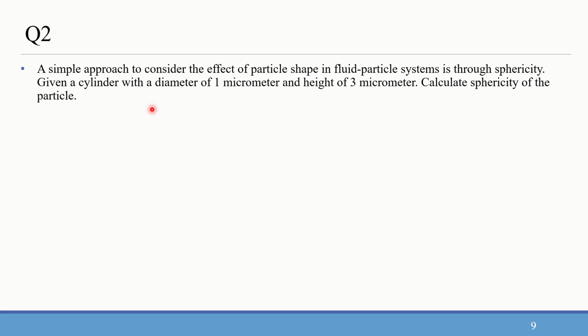And one of the important parameters describing the particle is its shape. For example, we have a lot of solid substances around us. One may be a cube, one may be a cylinder, one may be a sphere. So the shape is differing basically. But when we are talking about smaller sized particles, that is micron sized particles, we cannot describe its shape.